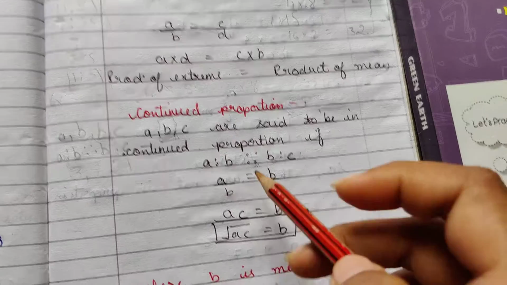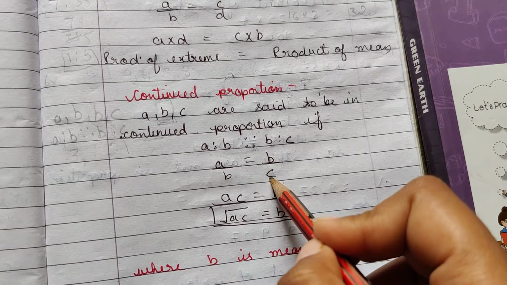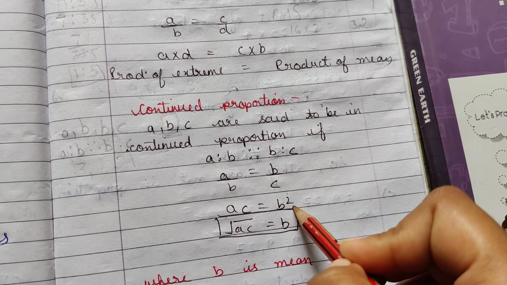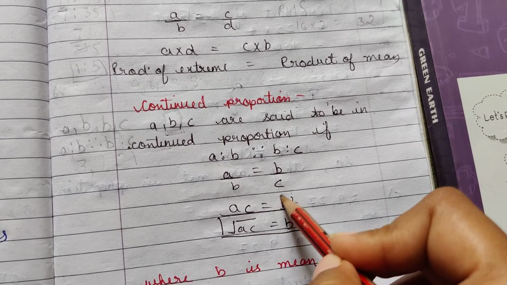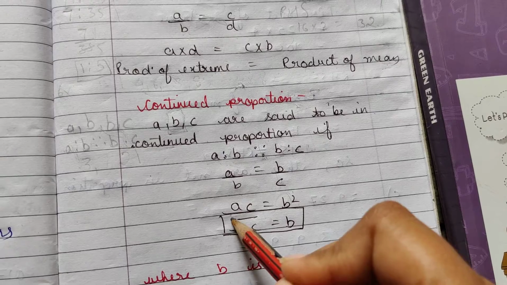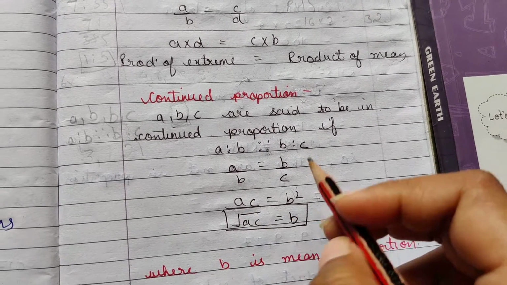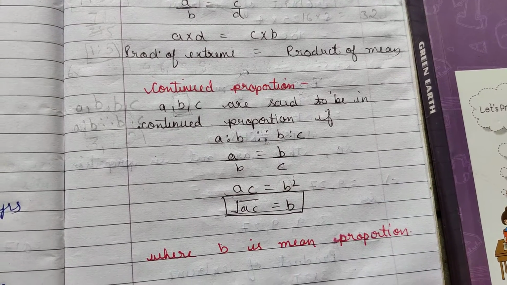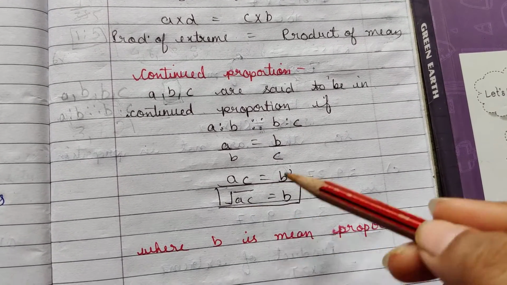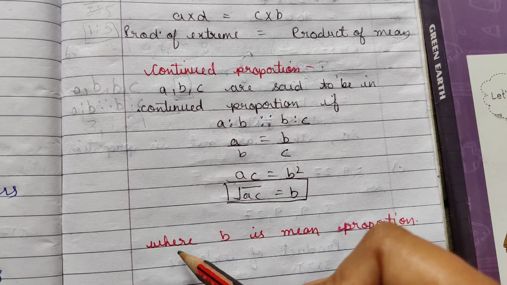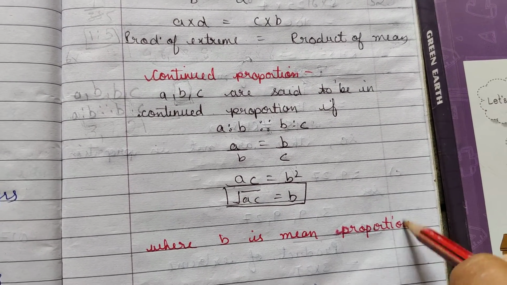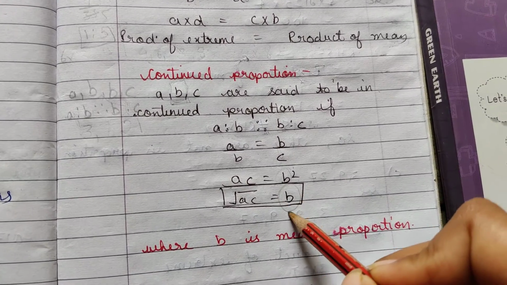Now cross multiply it. What we'll get, a into c and b into b, b into b is b square. Now to find the value of b, we'll take the square root of these 2 terms a, c. Okay, how to take square root, that we will discuss later. Now, sometimes they also ask you to find mean proportion. So this b is mean proportion.